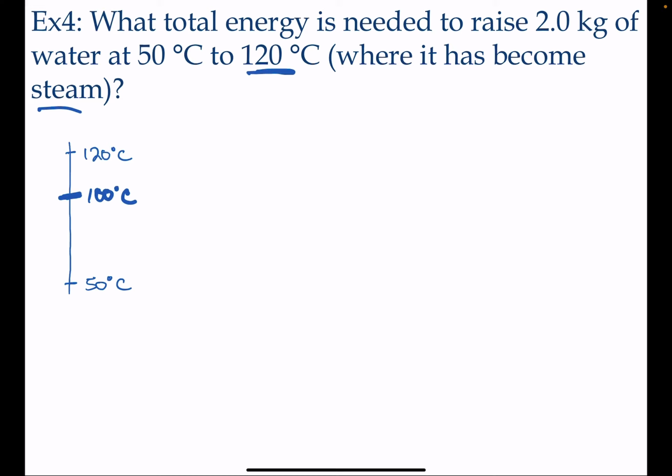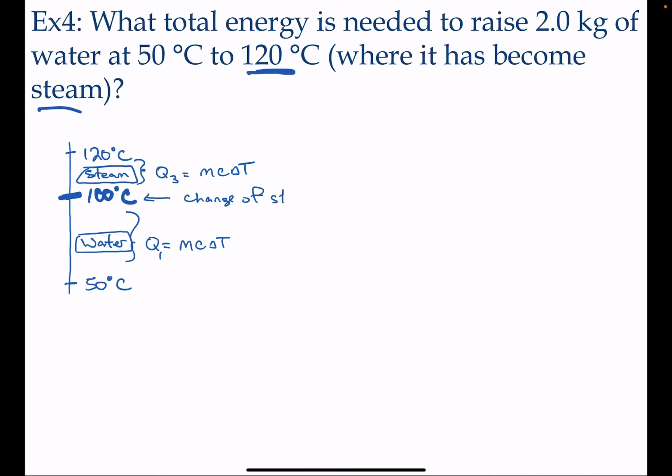Okay, so what that means is we're going to have to raise the temperature of a substance. We're going to use this equation, Q equals mc delta T. Let's call it Q1. Here we're also raising the temperature of a substance, but it's actually a different substance. So down here it's water that we're raising. Up here it is steam that we're raising the temperature of, which means right here we're actually going to change the state from water to steam, which means we are going to have to use Q equals ml.